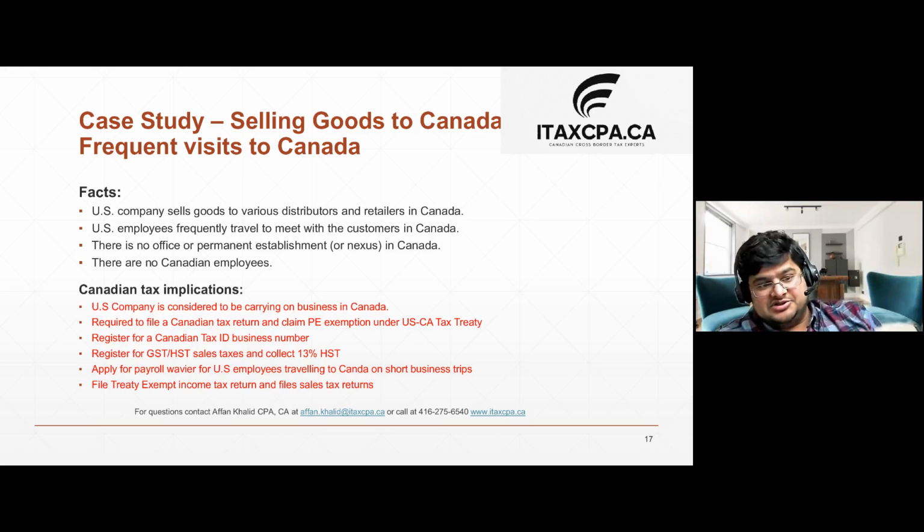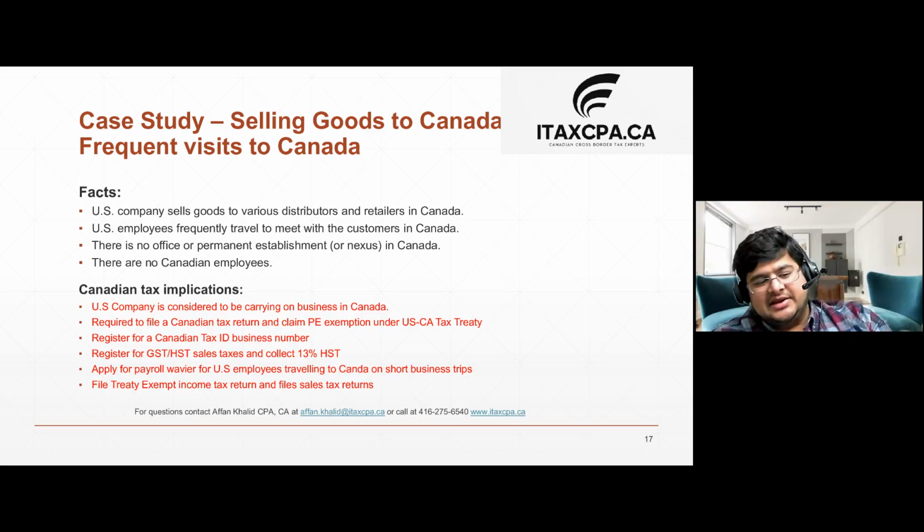You will be required to register for a Canadian tax identification number. So that's BN or business number. There's definitely a requirement to register for GST, HST, sales tax, and collect 13% in Ontario, whichever province you're working. So sales tax implications will apply in this scenario. Unless I apply for the payroll waiver for your employees coming into Canada, there are payroll tax implications, HST, sales tax implication, and income tax implications. Okay. Most of these things can be managed if I can take action ahead of time.